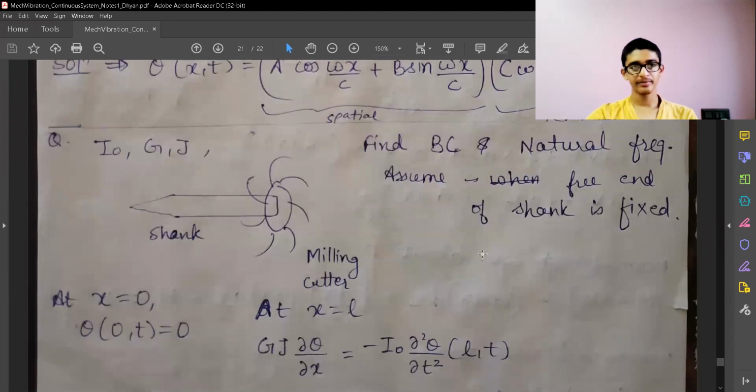Now, let's look at a question in which a shaft is given and a blade is there at an end. So this is a shank end, which is going to be fixed in some motor or some other part. So that is called a shank. The given properties of the shaft are I naught, G and J, and we need to find the boundary condition and natural frequency. So using the boundary condition only, we are getting the natural frequency.